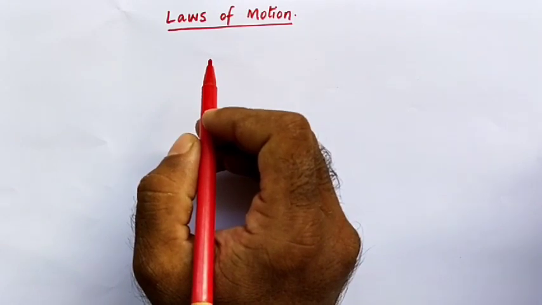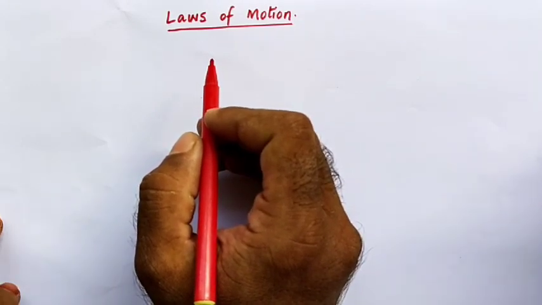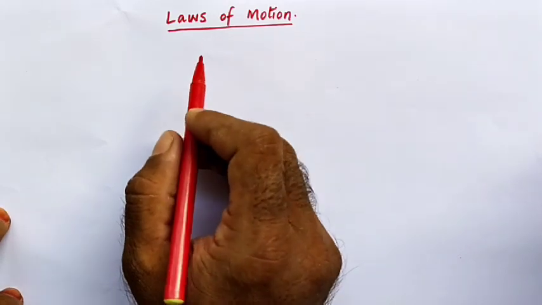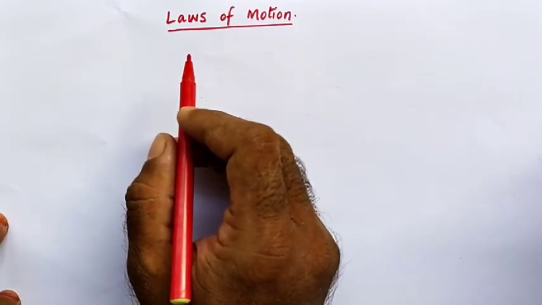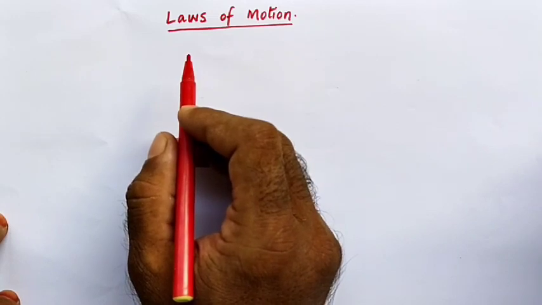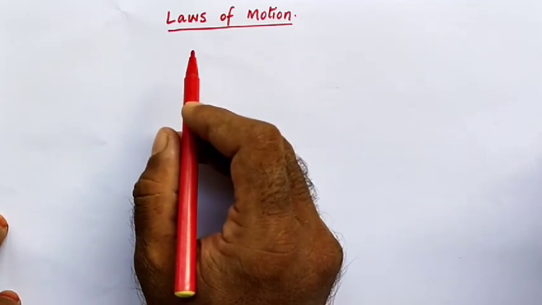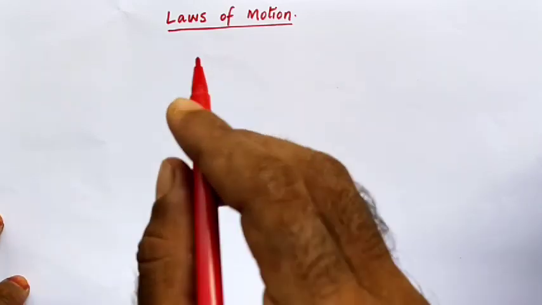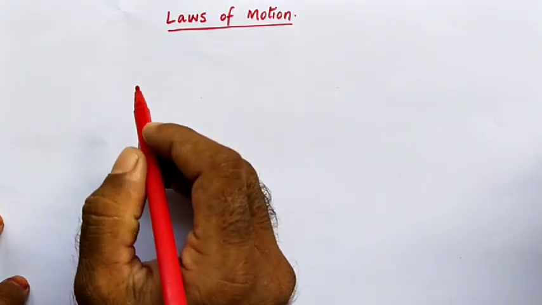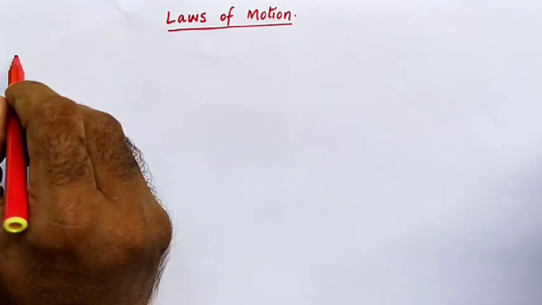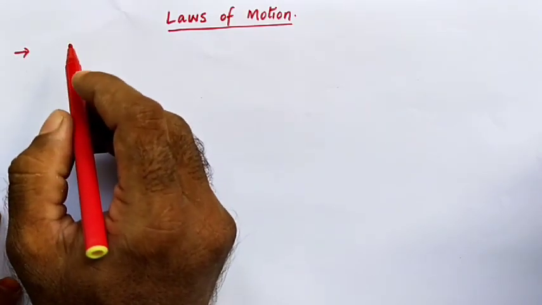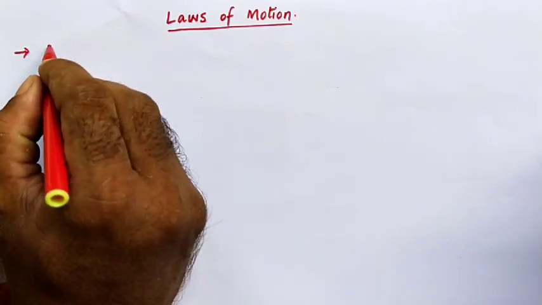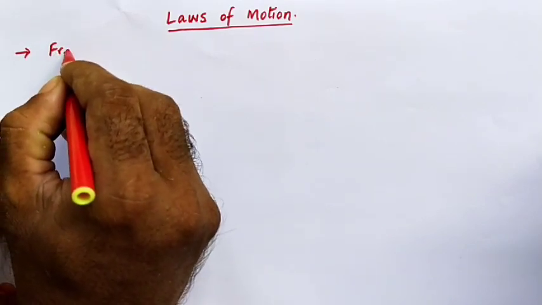So our chapter is laws of motion, Newton's laws of motion. We discussed Newton's first law, second law, third law, and impulse, momentum, these physical quantities, and we have seen some numericals also, some important numericals. So today we are going to discuss an important topic in laws of motion, that is free body diagrams.